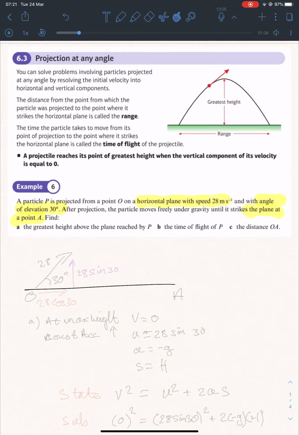So our diagram is going to look like that. Its initial speed is 28 and the angle is 30 degrees. And it's going to land down at A at the same height. So just like with the work we've done on forces, we want to break this down into its two components.